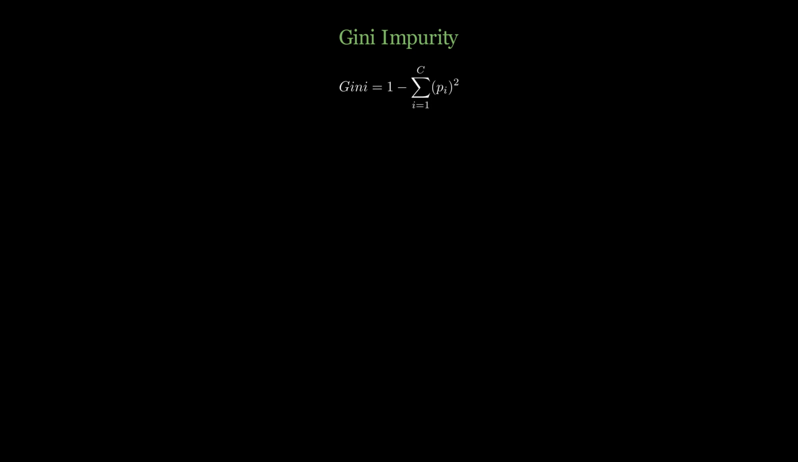First up is Gini impurity, a measure of how mixed or impure a set of samples is. Picture a node in a decision tree containing a mix of apples and oranges. If every fruit in that node is an apple, the Gini impurity is 0. It's perfectly pure. No confusion. But if it's an even split, half apples, half oranges, the impurity peaks, signaling maximum uncertainty. The formula for Gini impurity is Gini equals 1 minus the sum of squared probabilities for each class.